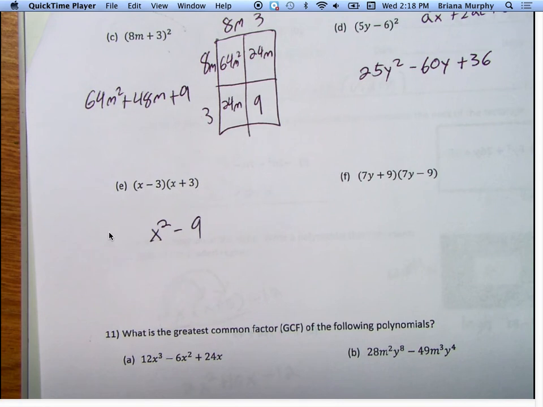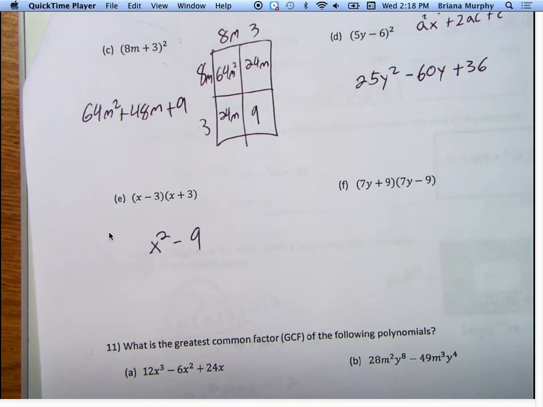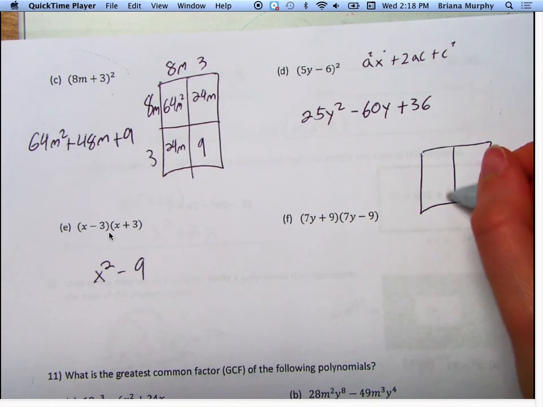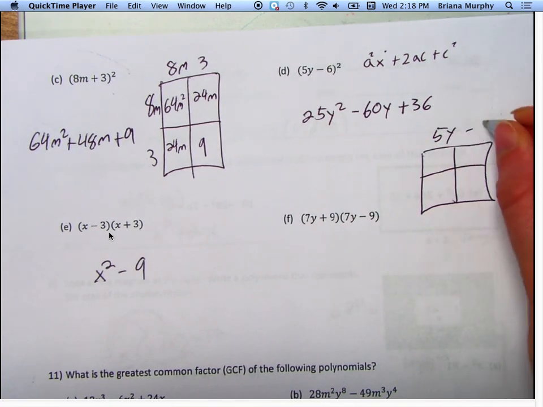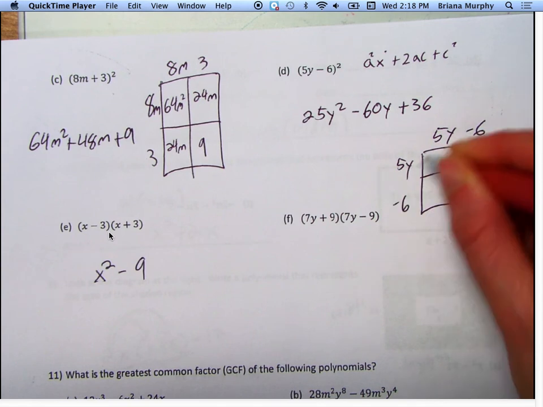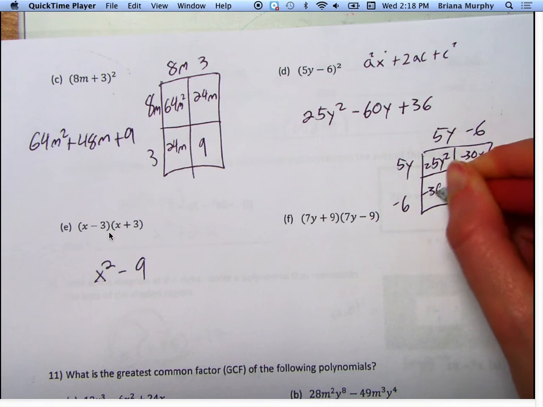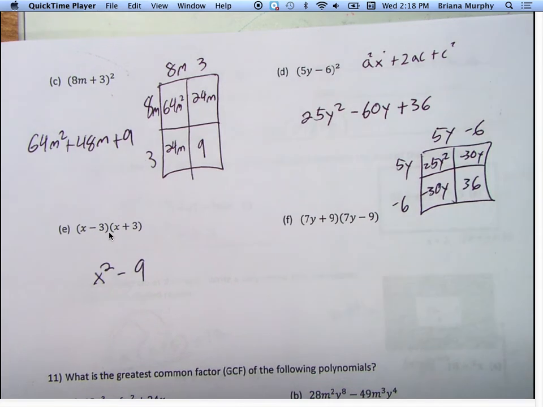Right? Wouldn't that be negative 70y? 30 plus 30 is 60. It's 35. Oh, okay. Would you mark this wrong? 5 times 6 is 30. Should I do D the long way? No. So I've got 5y minus 6, 5y minus 6, get 25y squared minus 30y minus 30y plus 36. Good? See how I got negative 60 in the middle?